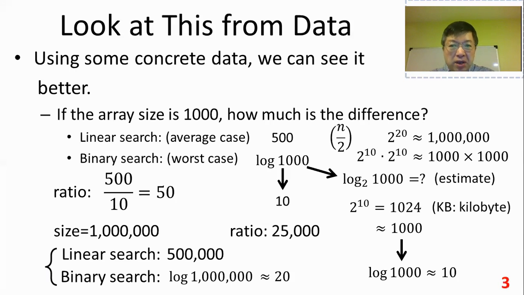But this is just 1 million elements. Can you imagine if you have 1 billion elements? This ratio is even much greater. So now I think everybody can see how big the difference is between these two methods. For this small topic, I just want to stop here.